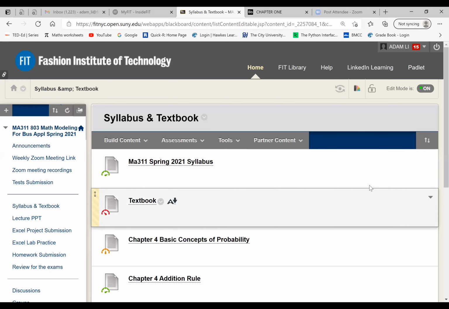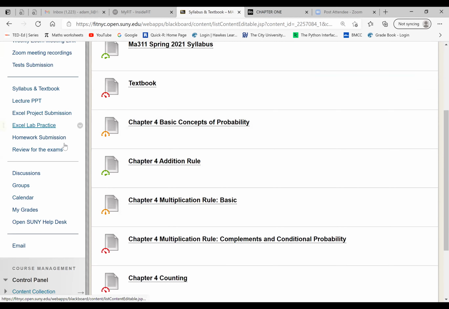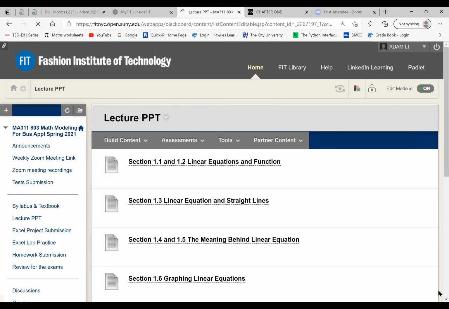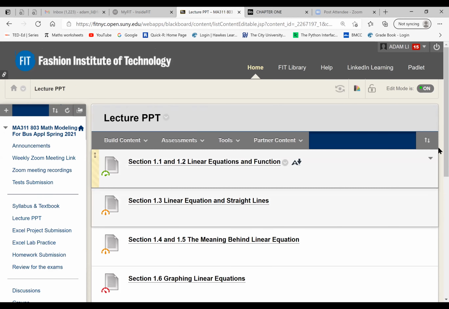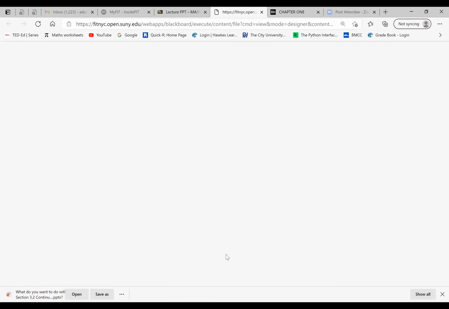Basically we continue, it's built based on section 3.1, the compound interest formula, but we look at more interesting cases, compounding in different compounding periods. Okay, so now I want you to open the PowerPoint from 3.2. And we're going to talk about continuous compounding, effective interest rate, and also bond pricing in section 3.2.